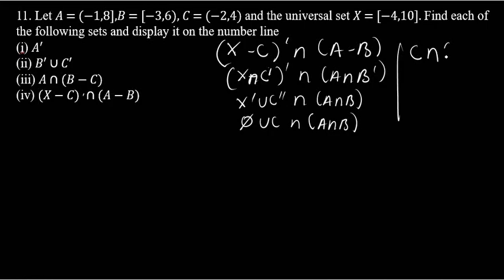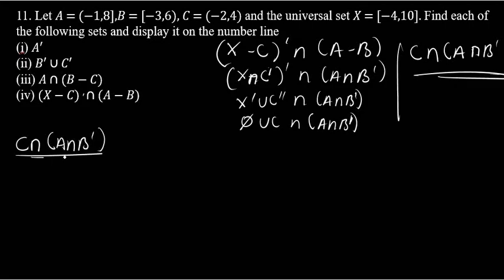Intersection A, then intersection B complement. There's a complement there. Sorry for that. So what are we looking for? We need to draw this: C intersection A intersection B complement. This is the one which we're looking to draw. So now let's draw this one. How do you draw this one now?